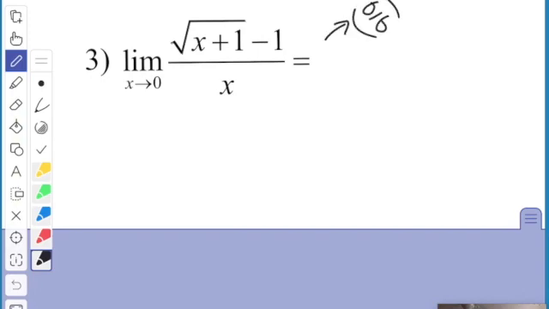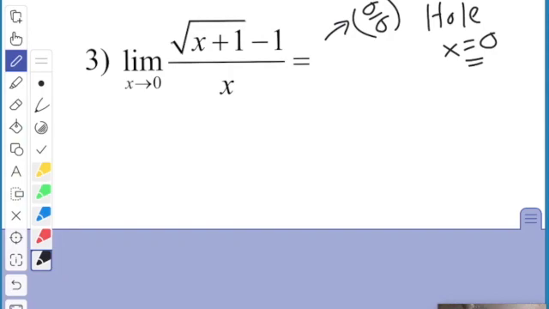Very interesting. 0 over 0, which means there is a hole. Can you tell where the hole is located? I hope you can. It's at 0, because whatever made the denominator and the numerator become 0, what would make them 0? If x is 0, there you go. So we know there's a hole at 0. So if we can eliminate that hole, we can find the limit.